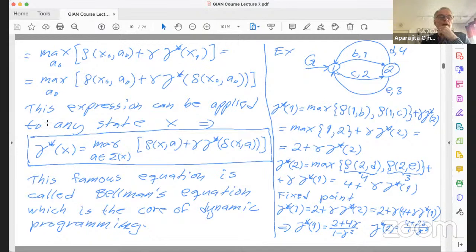So this expression can be applied not only on state x0, it can be applied on any state, j star of x. And that means that with respect to all what we have earlier called active events in state x, which possible actions are possible to take in state x, they are defined by sigma of x. On those possible actions a, we should maximize rho of x comma a instead of x0, because now we have an arbitrary x, not x0, plus gamma j star of delta of x comma a. And this is what is called the famous Bellman equation, which is the core of dynamic programming.